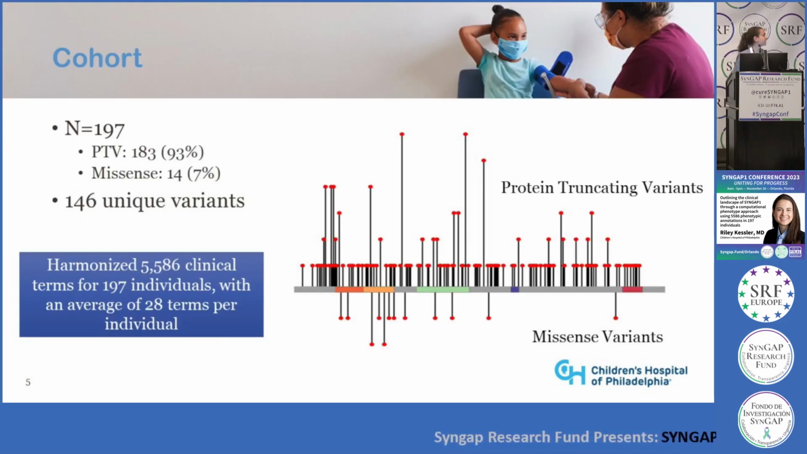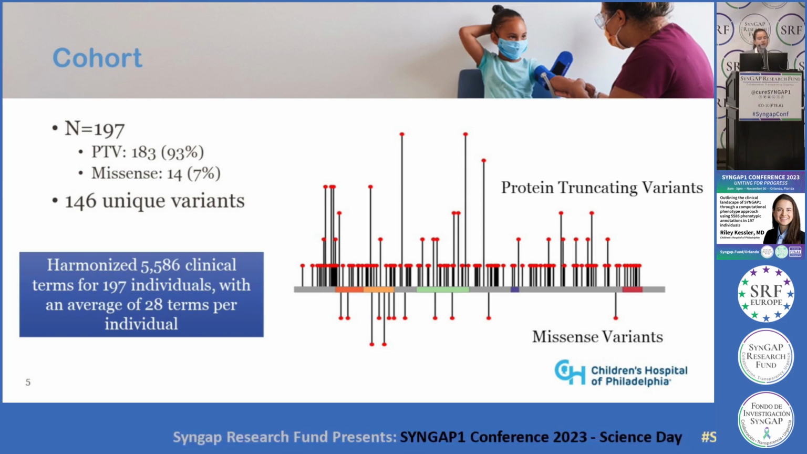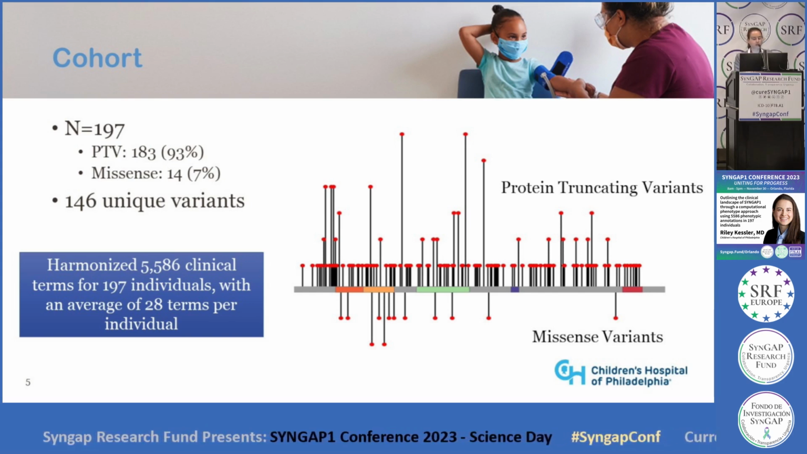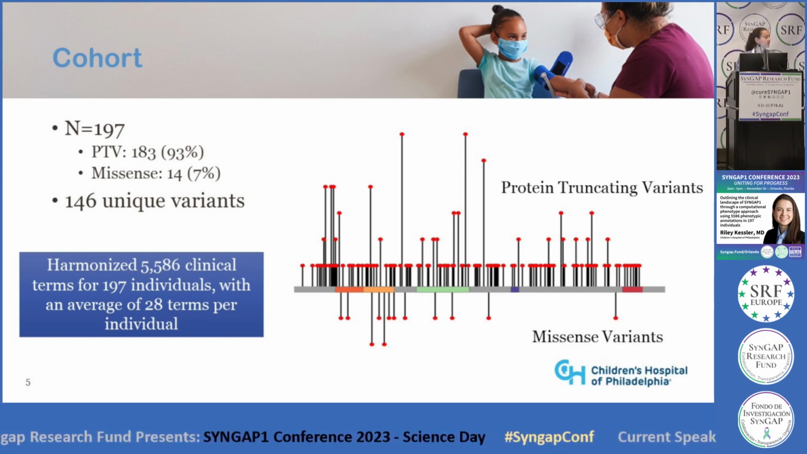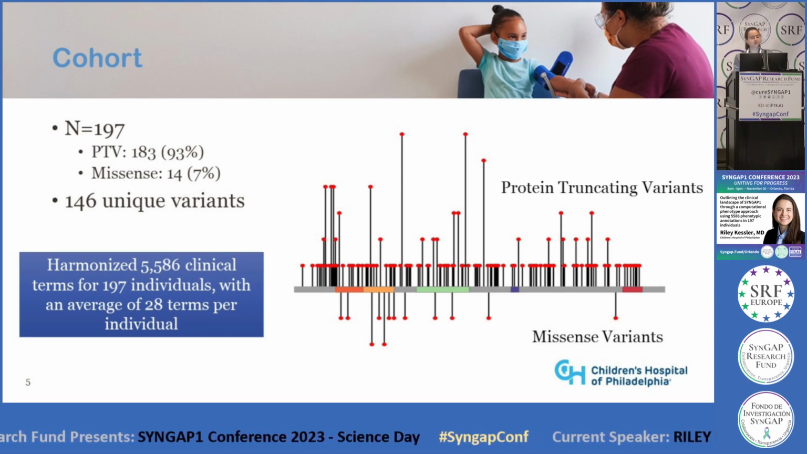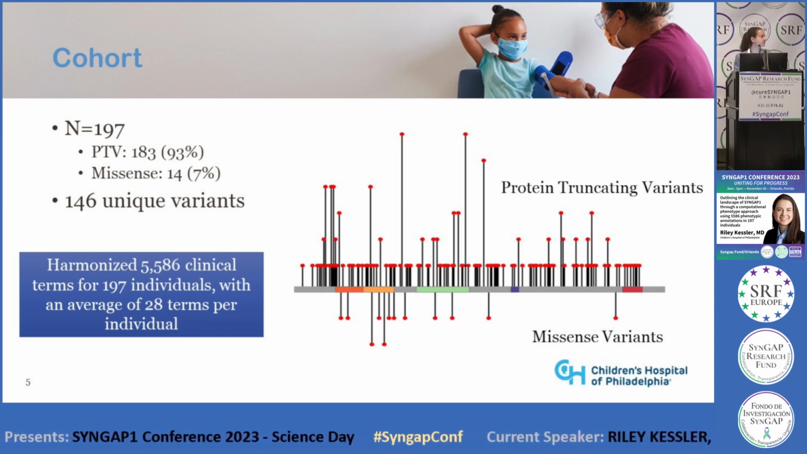All right, so now that we have an understanding of what this process is, let's talk about the cohort. So we ended up with 197 patients, the majority of whom had protein truncating variants. And we can see all of the variants here mapped along the gene. And the height of each vertical line represents the number of recurrent variants at a given locus. And overall, we had 146 unique variants.